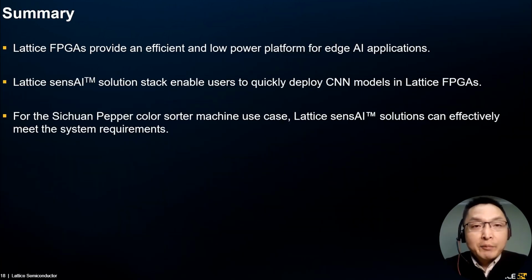By now, I have presented all the stages that we have taken to design the AI solution for the real-world color sorter system. For this Sichuan paper use case, the Lattice Sense AI-based solution can effectively meet the system requirements. We can see that Lattice FPGA provides an efficient and low-power platform for such an edge AI application. The Lattice AI toolchain also helps users to quickly deploy CNN models into Lattice FPGA.